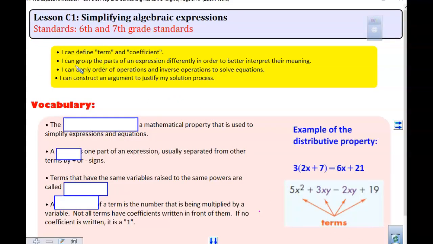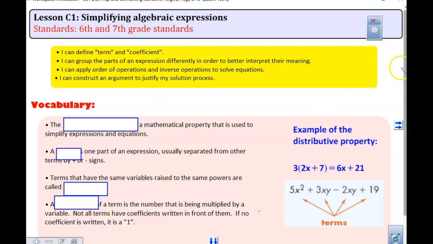So we are going to be looking at some definitions. We are going to be looking at the words coefficient and term today as you are working. We're going to be grouping expressions together as we look at their meanings. We're going to apply the order of operations and the inverse. And we're going to be constructing an argument to justify what we are doing.